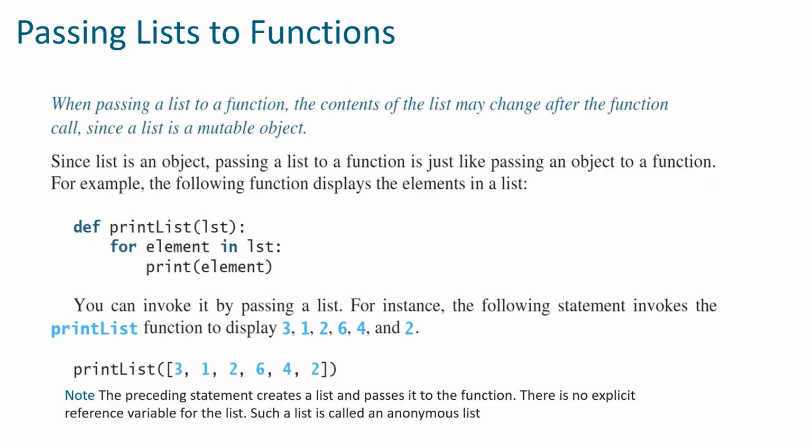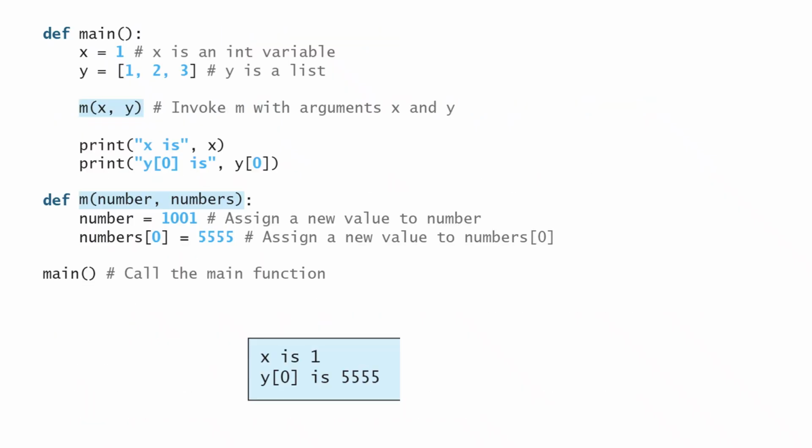For instance, the following statement invokes the printlist function to display 3, 1, 2, 6, 4 and 2: printlist([3, 1, 2, 6, 4, 2]). The preceding statement creates a list and passes it to the function. There is no explicit reference variable for the list. Such a list is called an anonymous list.